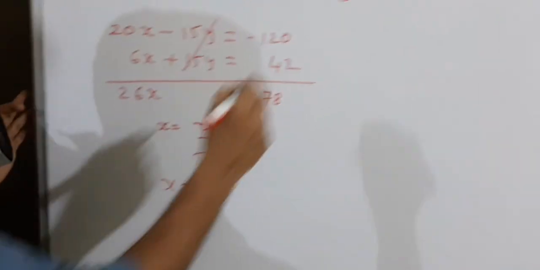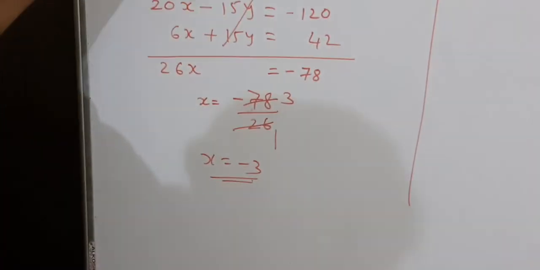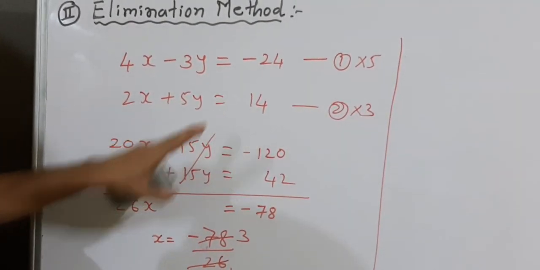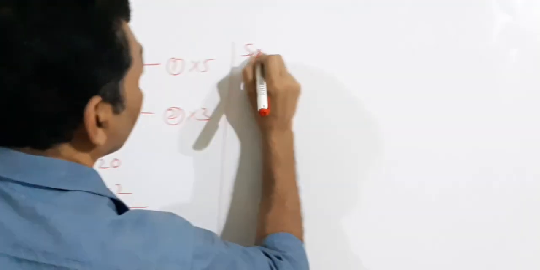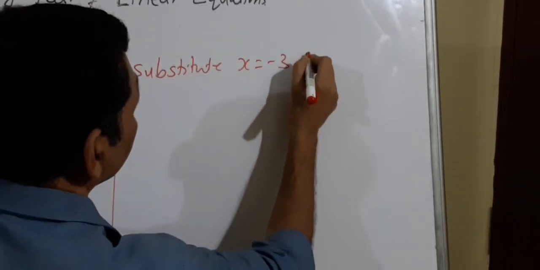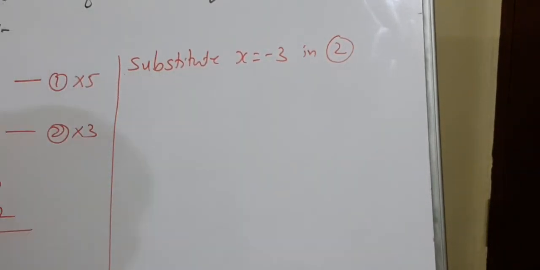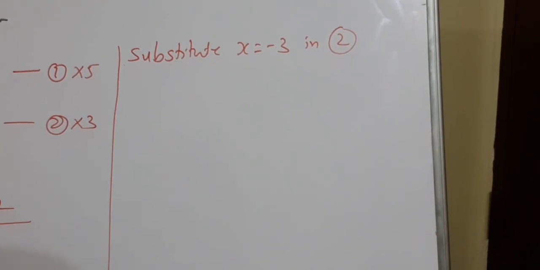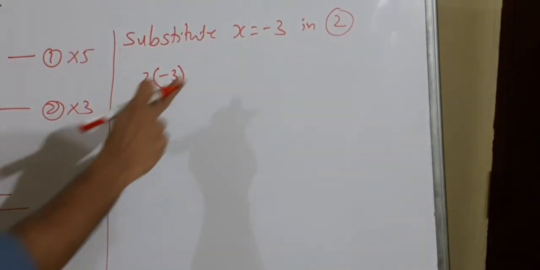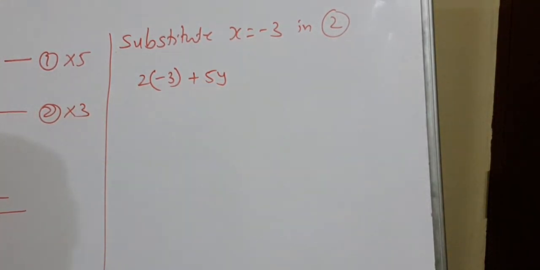Now, as we did in the previous substitution method, in the same way we have to substitute this x is equal to minus 3 in either equation 1 or 2. Just look at these two equations. Here there is a negative sign, so this becomes easier. So we will substitute x is equal to minus 3 in equation 2. You can substitute in either 1 or 2, but 2 looks easy, so I am substituting in 2. So 2 into minus 3, in place of x I am substituting minus 3, plus 5 into y is equal to 14.